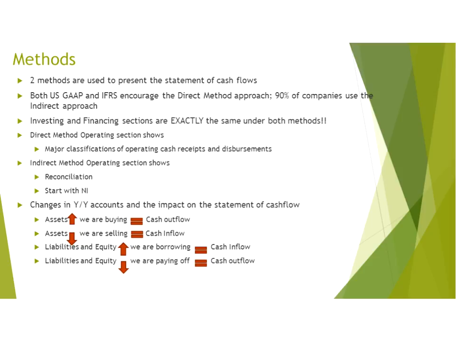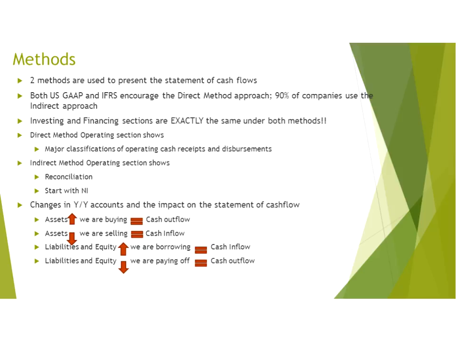Okay, so let's go through the methods. And again, the methods only correspond to the operating core business section. The financing and the investing sections are exactly the same under both models. Both U.S. GAAP and IFRS encourage the direct method approach. It's interesting to note that 90% of companies use the indirect approach. Investing and financing sections are exactly the same under both methods.